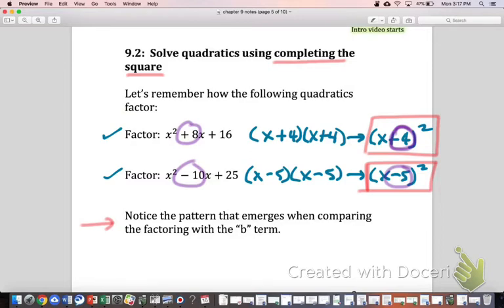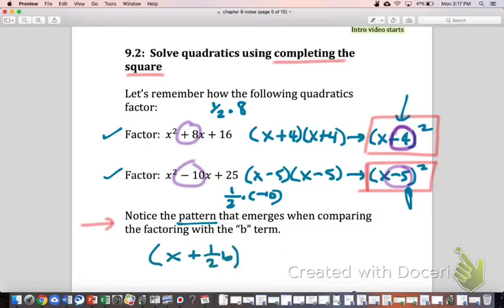If you think about this, in both cases, wasn't this number, the 4, half of 8? And this number, negative 5, wasn't it half of negative 10? I think you'll find that with a perfect square trinomial like these, that is the case every time. So the pattern for a perfect square is x plus 1/2 of the b, or perhaps x minus 1/2 of the b, depending on how the signs work out. It's a key point as we think about completing the square.